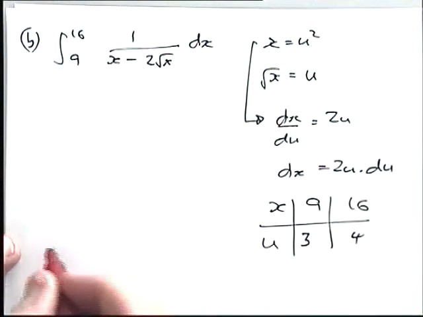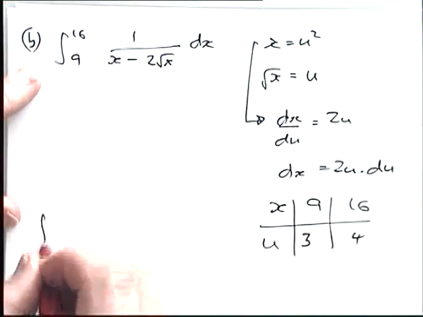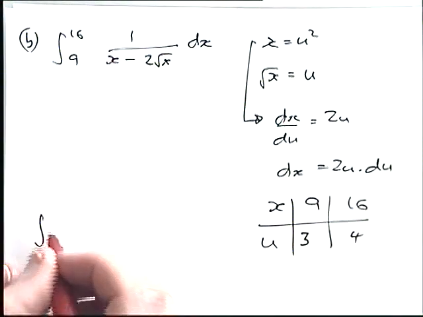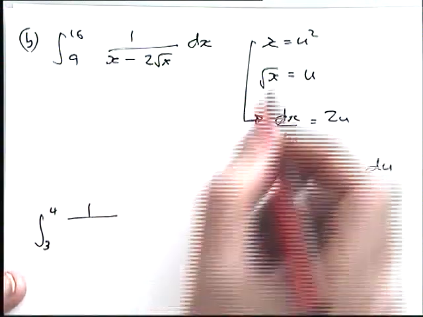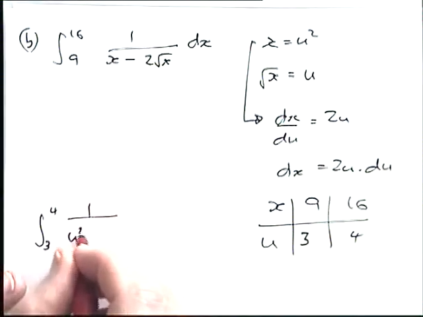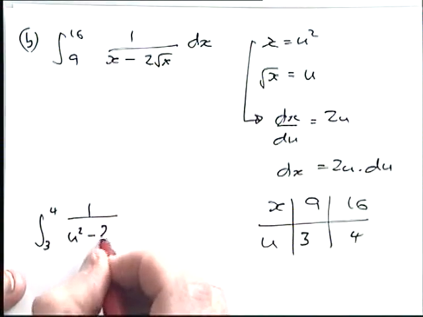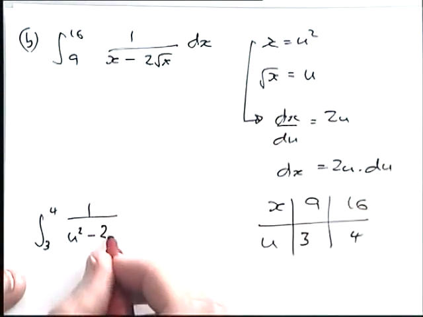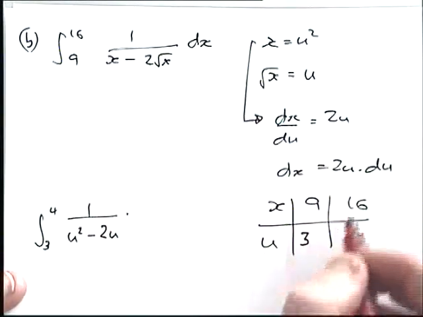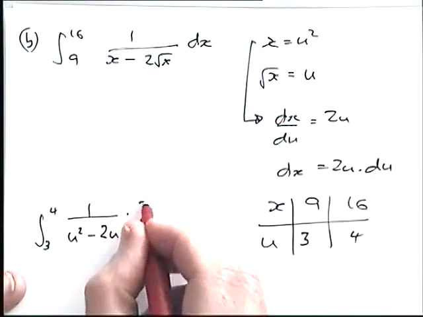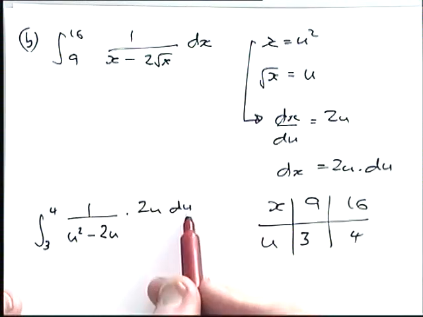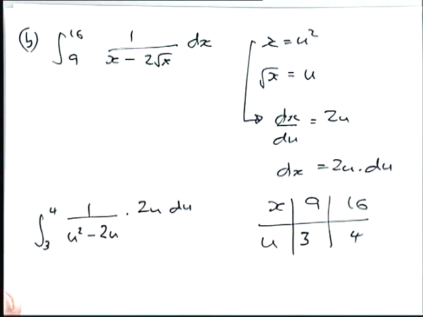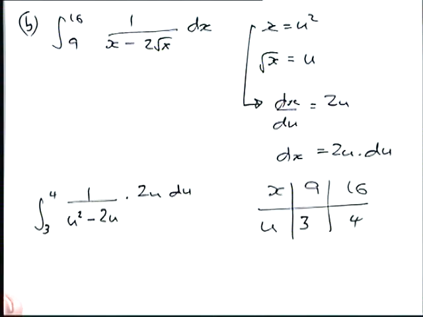Okay. So if that's our integration up there, let's integrate that then. I'm integrating between 3 and 4. 1 over x, which is u squared, minus 2 lots of square root of x, which is u. And I'm changing my dx to be 2u du. So that is my new integration. I've got a du here, so these limits are now u numbers. Are you okay up to there?